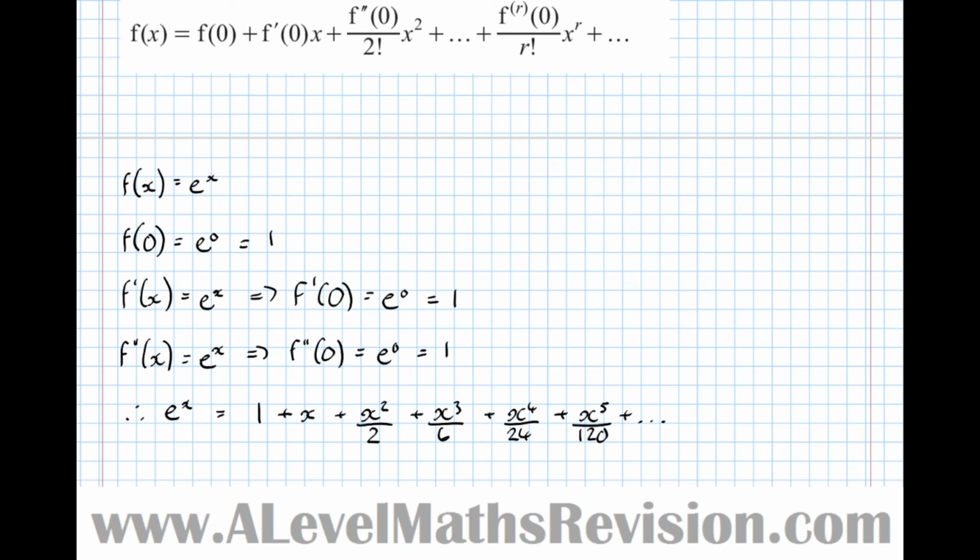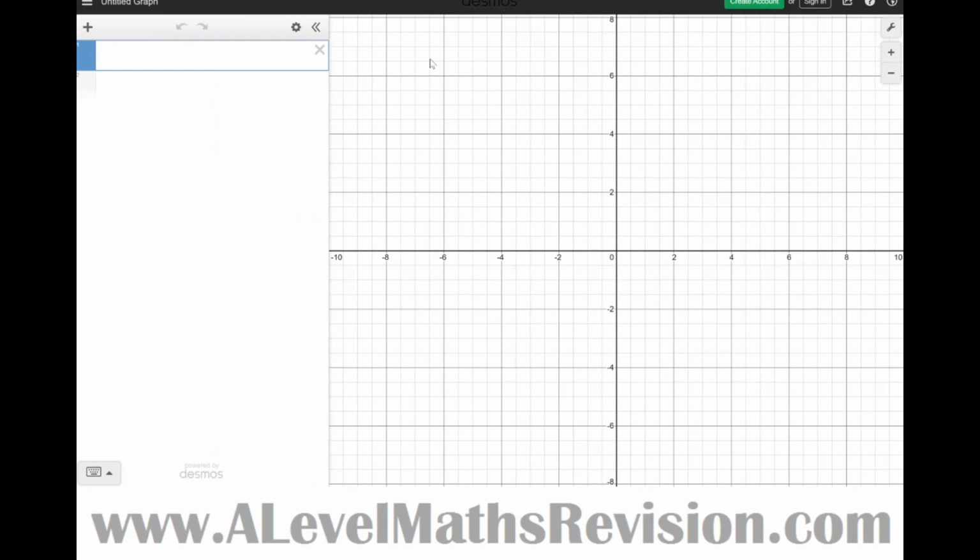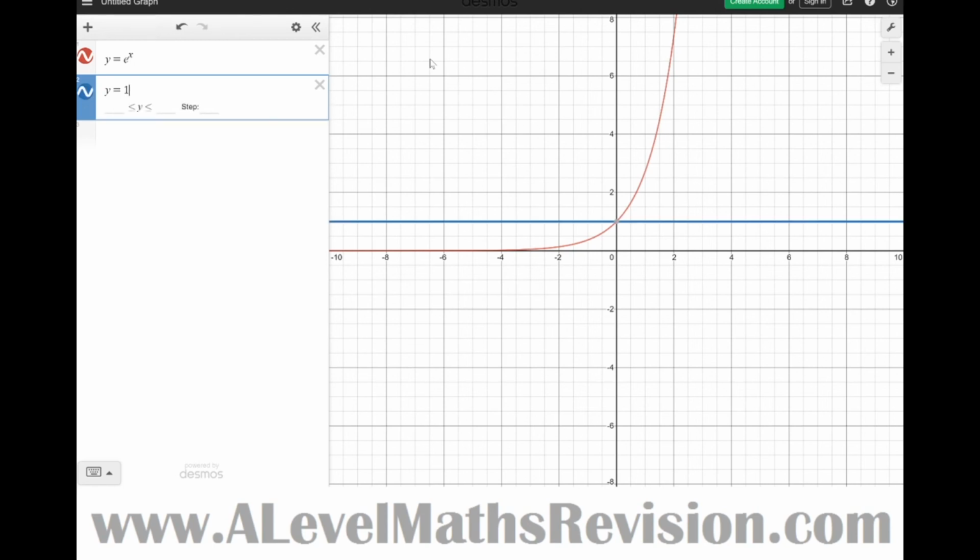So one final thing I want to do now is have a look at Desmos and try and plot e to the x and this polynomial on the same set of axes. So let's plot y equals e to the x. That's the function we're trying to model using the Maclaurin expansion. And next to it we'll plot y equals, let's do the first term, y equals 1. So that's the first term of the Maclaurin expansion. And we can see that looks pretty much nothing like y equals e to the x.